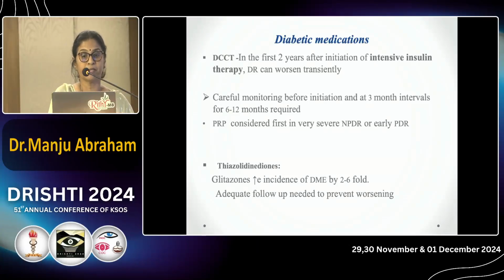Now, what about diabetic medications? The DCCT showed that in the first 2 years after initiation of an intensive insulin therapy, the retinopathy can worsen transiently. So these people require careful monitoring every 3 months for the first 6 to 12 months. You can even consider PRP before starting an intensive insulin therapy if the retinopathy is severe NPDR or early PDR. The glitazones also increase the incidence of DME by 2 to 6-fold. These patients also require adequate follow-up.